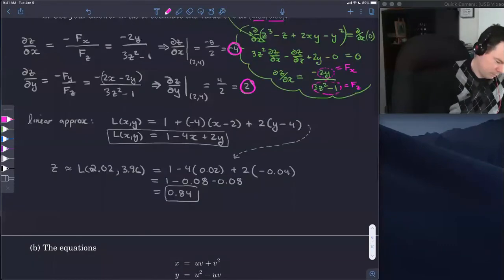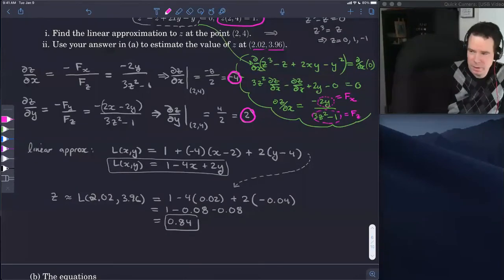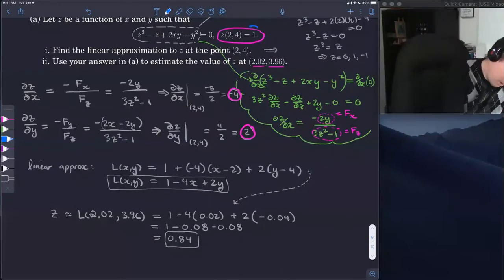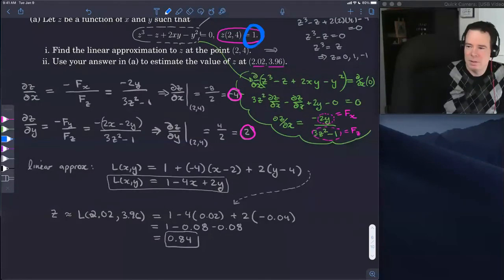I had a question. So for dz, dx, 2 and 4 is x and y, right? 2 and 4 is x and y, yeah. Okay, and the z value is 0, 1, or -1? It's right here. So you see in the question, we were given the z value. So we're always using that one.